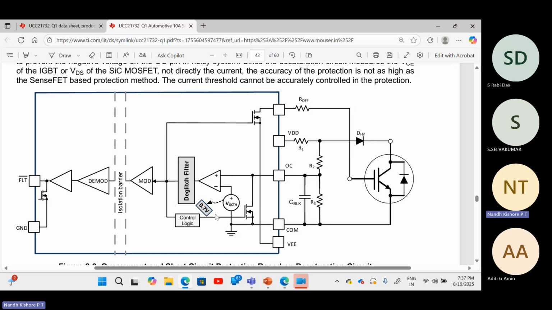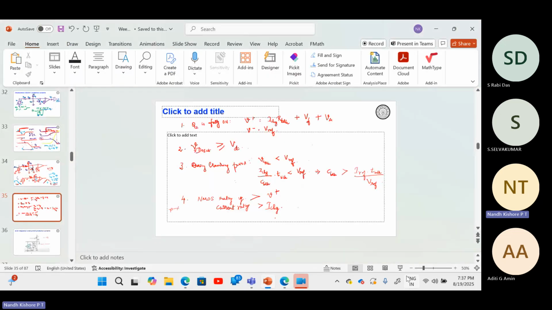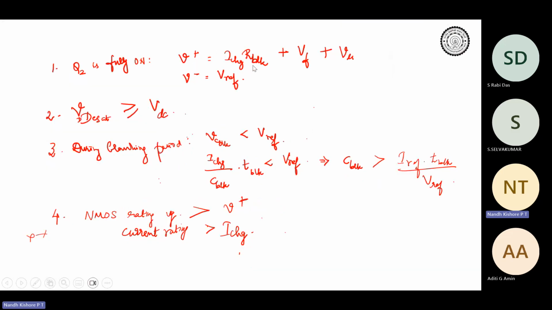So even though your reference is fixed at 0.7 volts, you can change the reference current for threshold, right? So you know that your VDS is I into RDS. So let's say I want to set the fault. This is the actual device current, right? So let's say I want I to be set at 40 amperes. You can solve this inequality and arrive at a correct value of RBLK, because VREF is set to 0.7 volts, right?